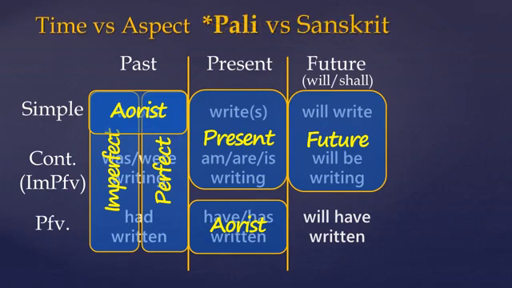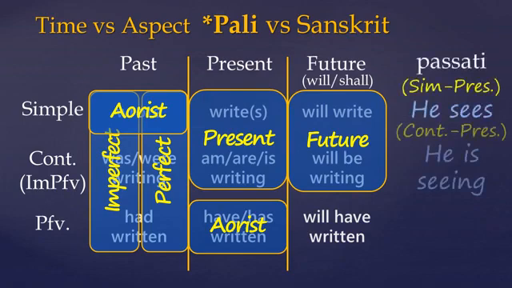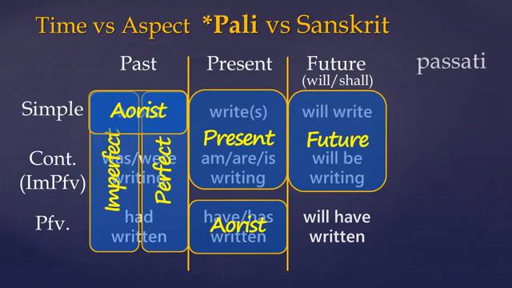So now we come to the inflectional tenses of Pali. Like Sanskrit and also Greek, the present tense in Pali makes no distinction between the simple present and the continuous present. So, for instance, pasati can mean both he sees and he is seeing. And I think this is true of the future tense inflection in Pali as well.